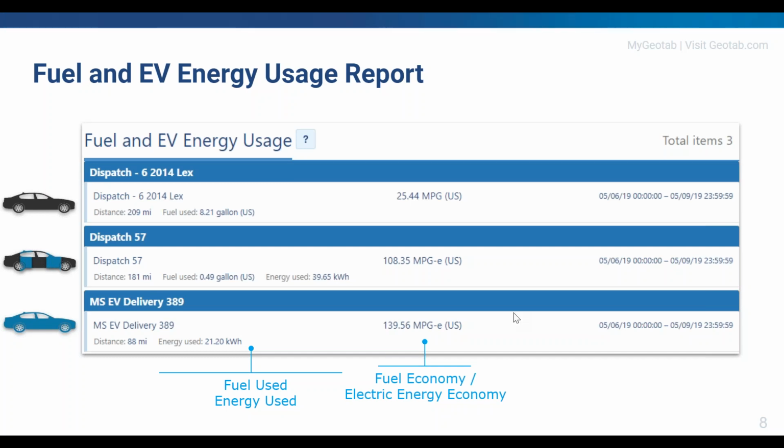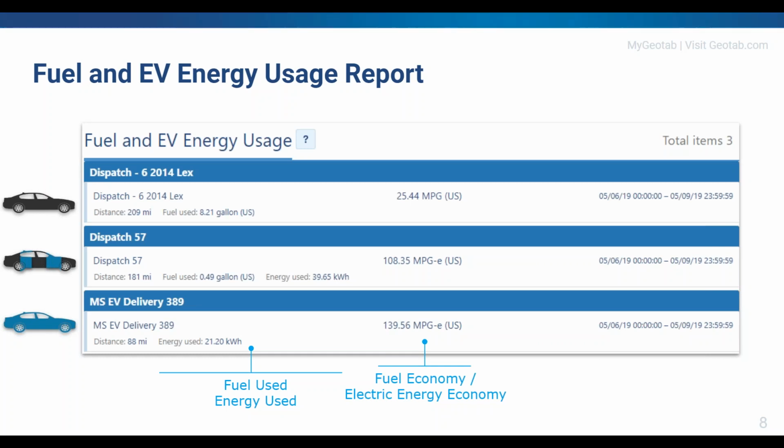This is the list view that you may be familiar with today. It has fuel used, but now we're including energy used. But what's more important here is this middle column. You're used to scanning and having your fuel economy available. Now you have your fuel economy available, but also we're introducing the electric energy economy concept, which is exactly what you would expect. It is how much energy the vehicle consumes over the distance traveled. There are a couple of different units available for you to choose from to view this information, and I'll go through them in a little bit.